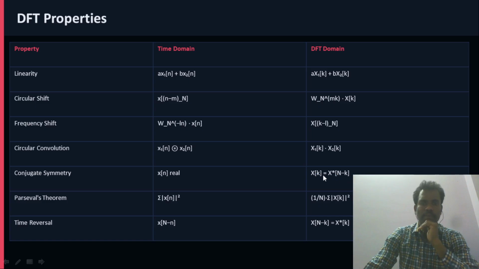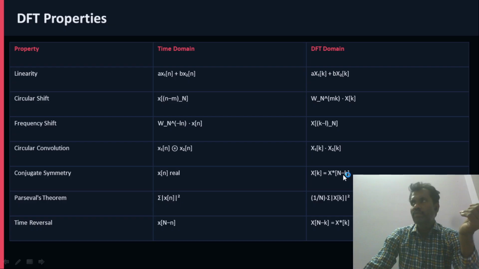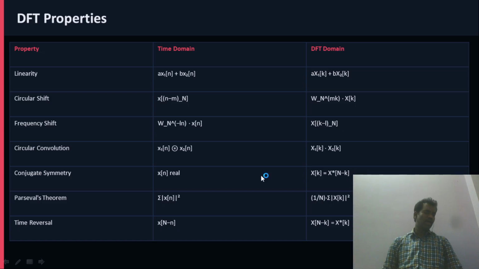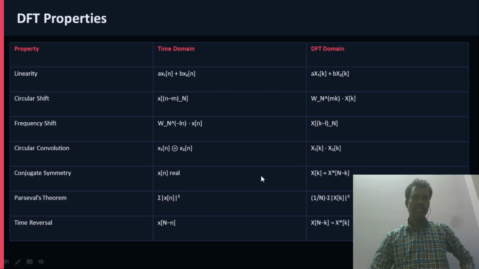So if you find half the samples of the spectrum, we can find the remaining half samples by using X star of N minus k. If you know X of 0, then it is equal to X of N minus 0. When k is 0, X of 0 equals X of, let it be an N point, N is equal to 8, then 8 minus 0. So X of 0 equals X of 8. X of 1, k equal to 1, means X of 8 minus 1, X of 7. Similarly, if we calculate half of the values, the remaining half can be easily derived from this property.